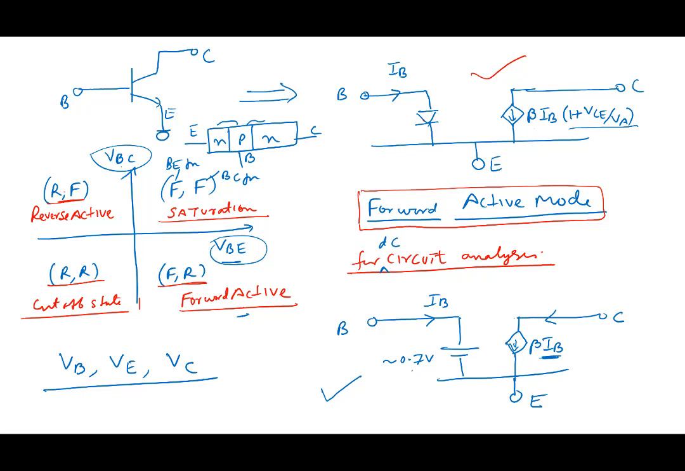Now, sometimes, just to be clear, this beta that you see here, we write it as beta F, because note that it refers to forward active. So beta F.